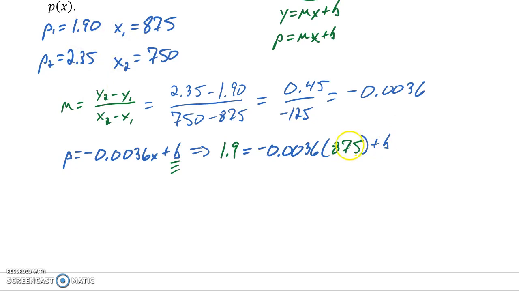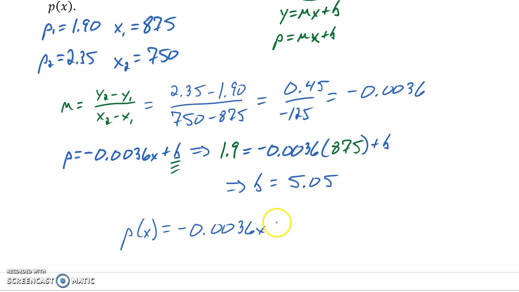So we know that either of these coordinate pairs should be a solution to this equation. So if we plug in that sales of 875 at a price point of $1.90, we can solve for what this missing value would be. So what we would do is go ahead and multiply these two numbers together and then add that value to the other side of the equation, which would end up giving us b is equal to 5.05, leaving us with a price demand equation of p of x is equal to negative 0.0036x plus 5.05.